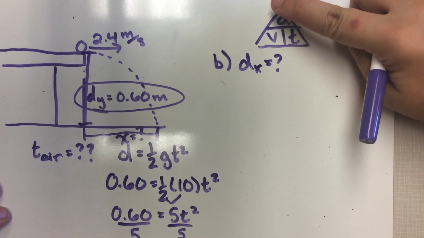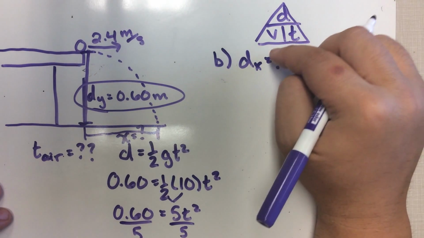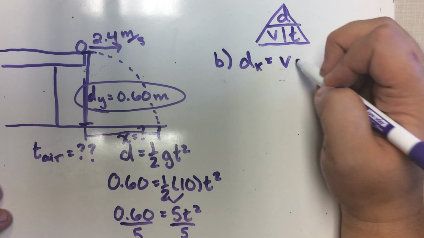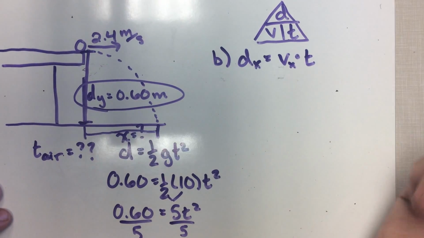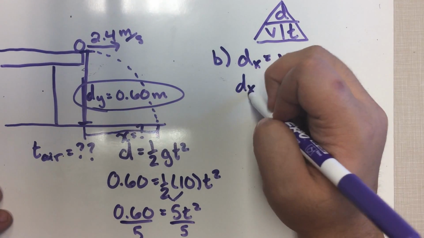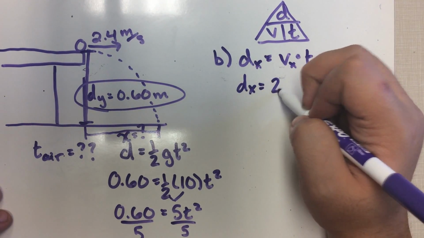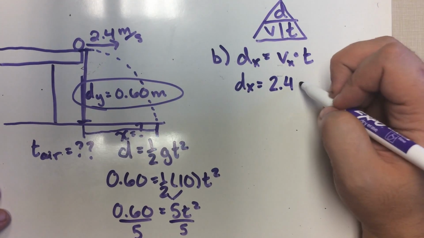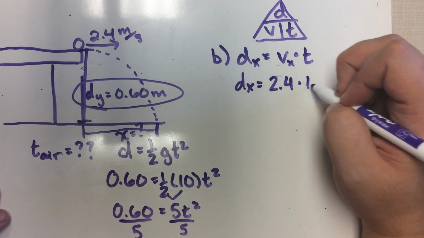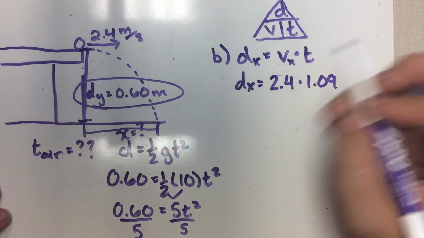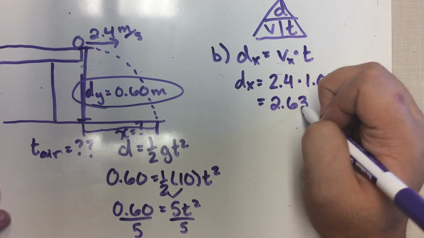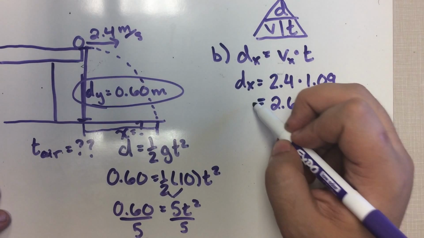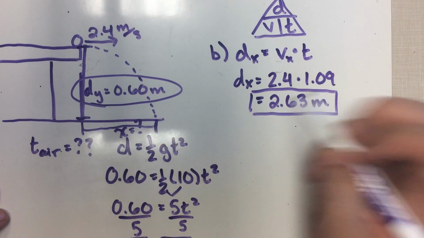And because I'm looking for distance, that means my distance is going to equal velocity times time. And again, everything is in the x direction. So I have dx equals my velocity in the x direction, which is 2.4, times the time that I calculated in the previous part. And when I do that, I get a distance of 2.63 meters.